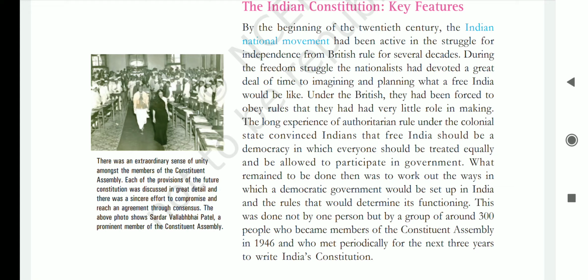For the 3 years they met, sometimes after a 3 month gap, a 1 month gap, or a week's gap, and they covered all the things in our constitution. They covered all the religions, all the castes, all the people. They thought about everything. Understood? And then they wrote our Indian Constitution.